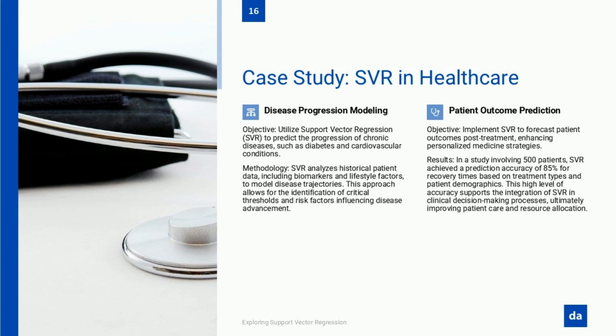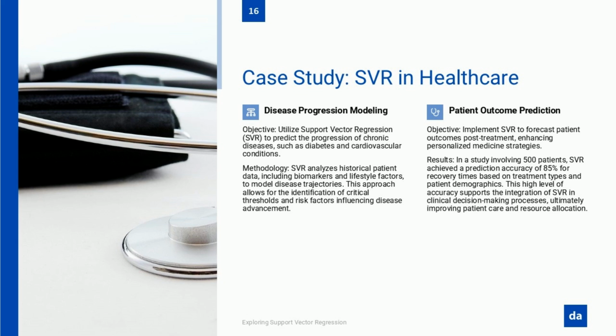Support vector regression is not only useful in finance, but is also making a significant impact in healthcare, where accurate predictions can save lives. In medical research and clinical decision-making, predicting patient outcomes, disease progression, and treatment effectiveness is crucial. Traditional statistical models often struggle with the complexity and variability of medical data, but SVR provides a flexible and robust approach to making precise predictions.